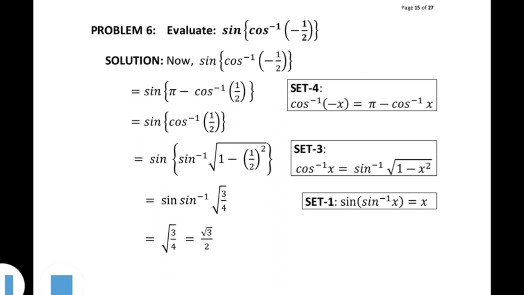that is cos inverse x equals sine inverse square root of 1 minus x square, and we get the fourth step as sine of sine inverse square root of (1 minus half square). So that equals sine of sine inverse root 3 by 4. So here we have to apply another formula from set 1, that is sine of sine inverse x equals x, and accordingly we get the final step, that is root of 3 by 4, that equals root 3 by 2. So here we observe that we apply 3 formulae, one from set 4 and another 2 from set 3 and set 1.